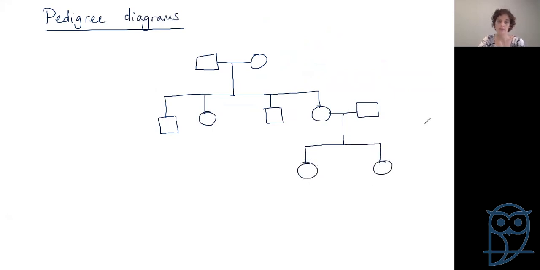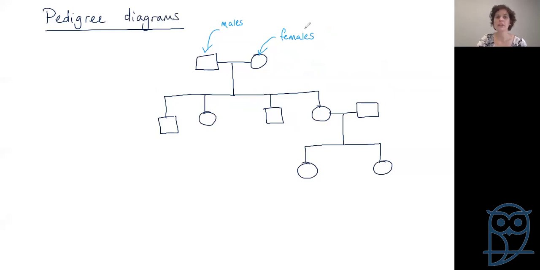Okay, so what you're looking at here is effectively a family tree. The squares are used to represent males. The circles are used to represent females. Nice and easy to remember because eggs are round. So we have a male and a female that are crossed, and they have 1, 2, 3, 4 offspring. One of these offspring mates with another male, and then you get 2 offspring.